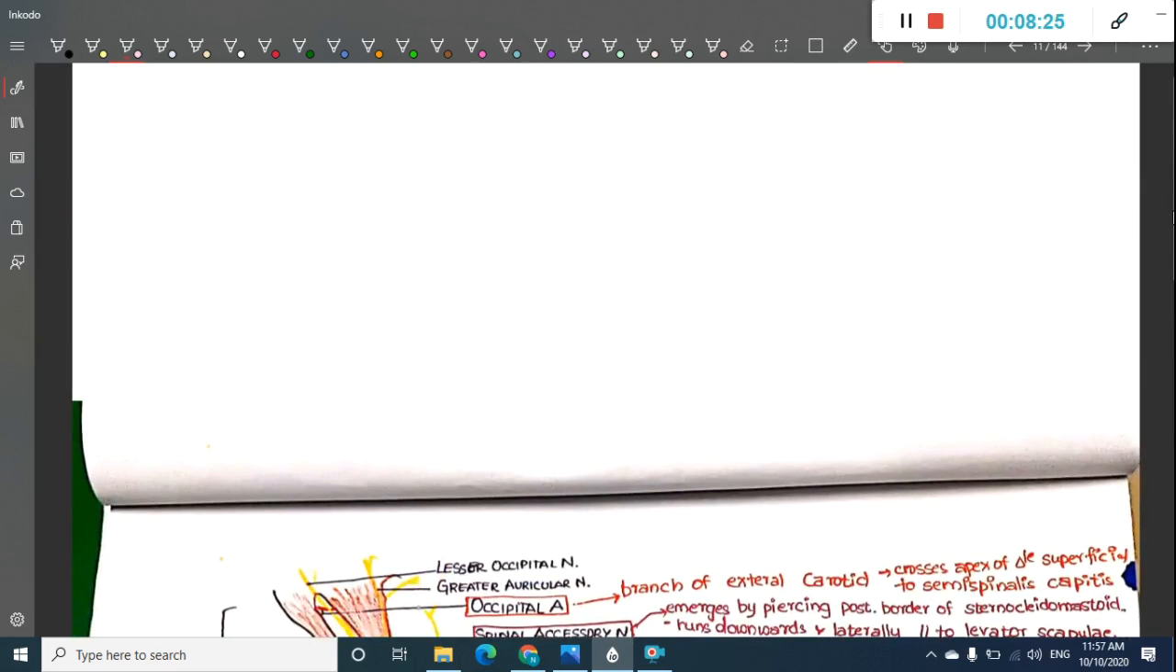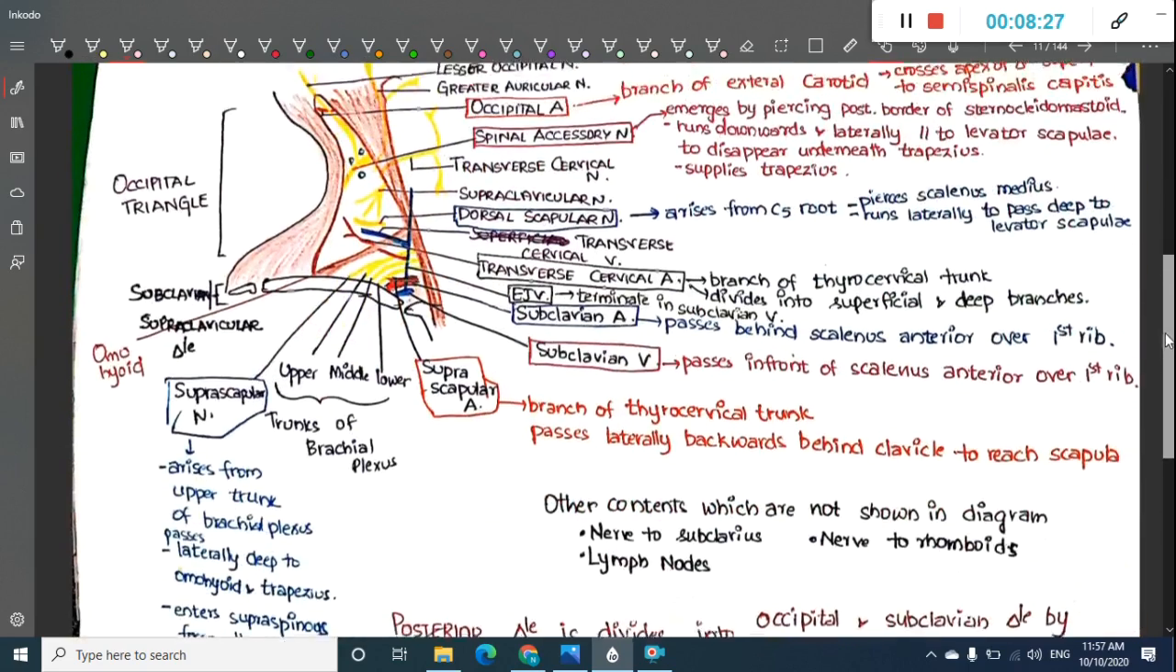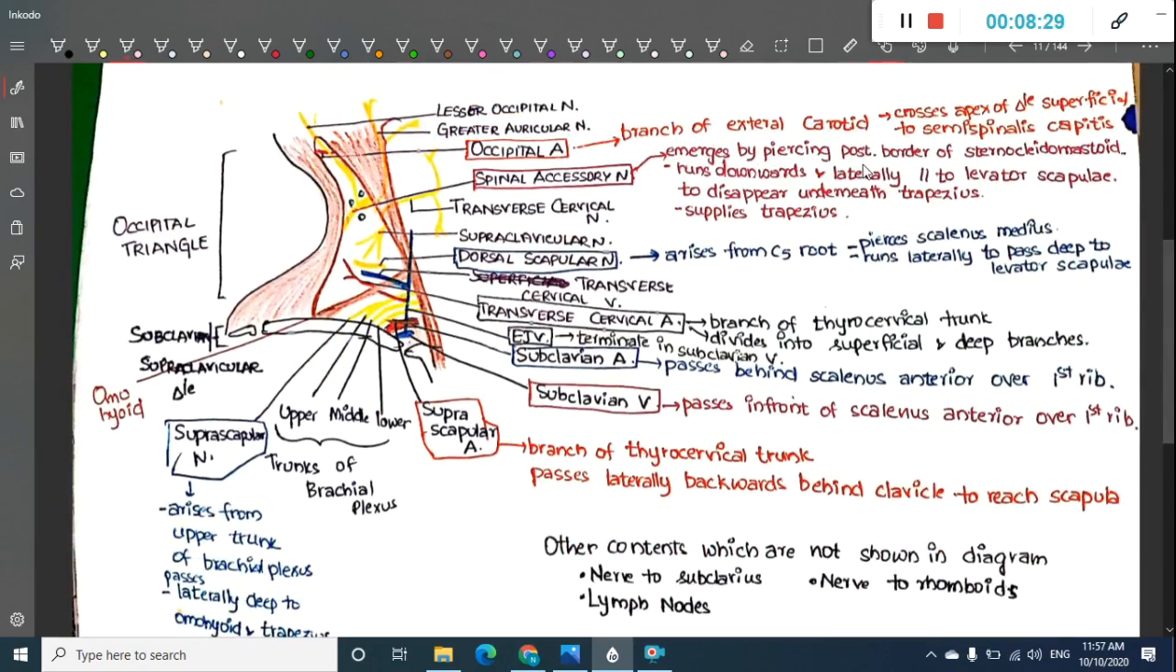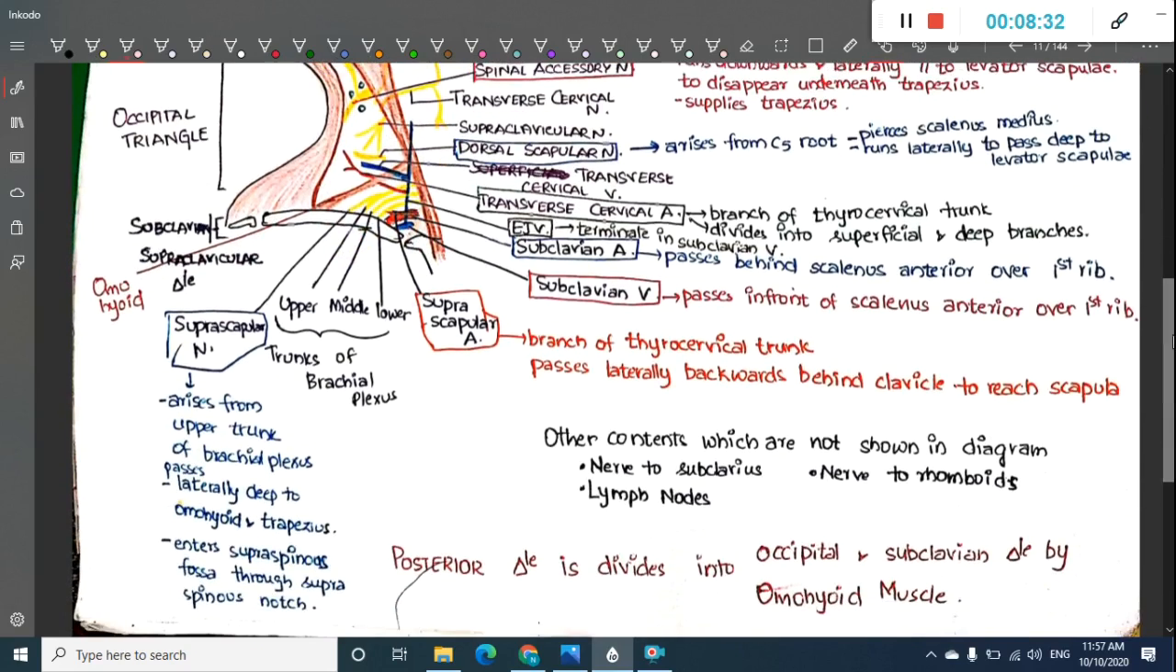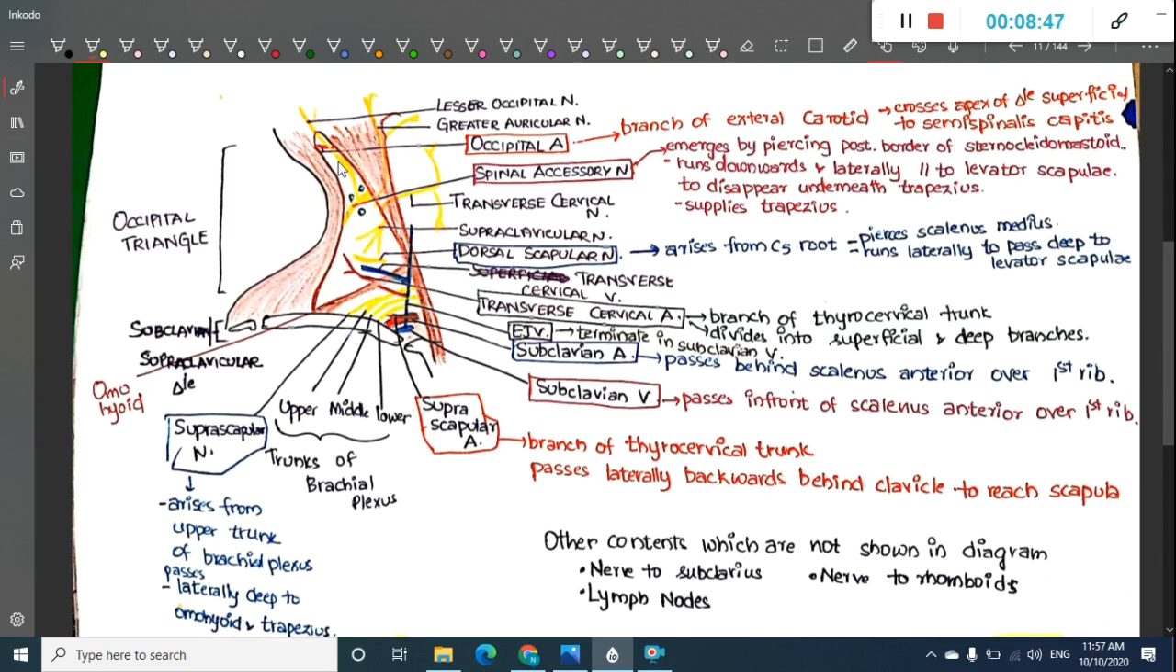Next we will see the contents of the posterior triangle properly. I know it is very congested. First we will see the posterior triangle. It is divided into two triangles, the occipital triangle and the subclavian triangle, by the muscle omohyoid. So if you see, this is the posterior triangle, and this is the muscle omohyoid.